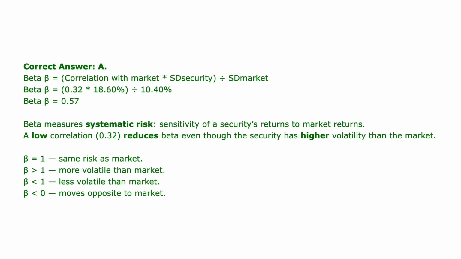The correlation of 0.32 reduces beta despite the security's higher individual volatility. Beta less than 1 means less systematic risk than the market. Low correlation dampens the impact of the security's higher standard deviation on beta.